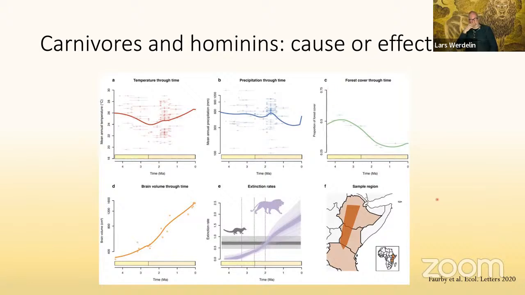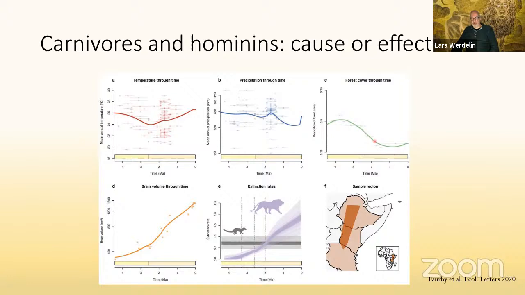So these are the data. What we can say is that there is no significant correlation between temperature and extinction rate or precipitation and extinction rate during this time. That's not to say that these things did not have an influence, but they may have had an influence through secondary effects. If, for example, temperature and precipitation increased the behavioral repertoire or the environmental envelope of hominins, yes, maybe they did have an influence.